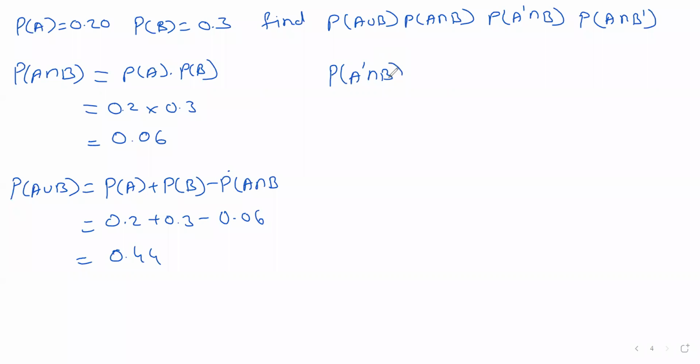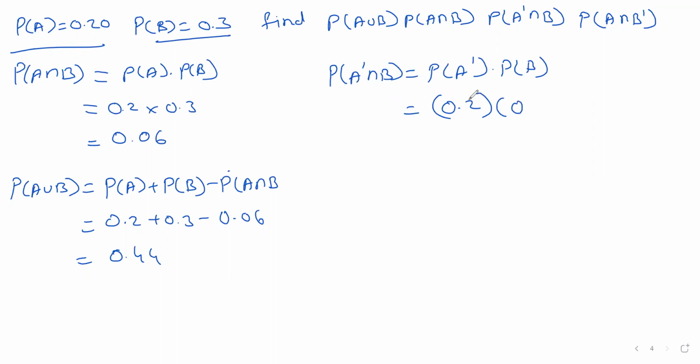A complement intersection B. क्योंकि ये डिपेंडेंट इंडिपेंडेंट इवेंट है. इंडिपेंडेंट है कैसे पहचाना? क्योंकि सिर्फ ये और ये ही दिया है तो इंडिपेंडेंट बन गए वो. Okay, so the formula will be P of A complement into P of B. So that is 0.2 into 0.2 का complement 0.8 into 0.3.